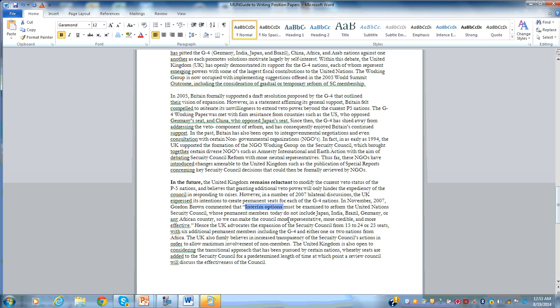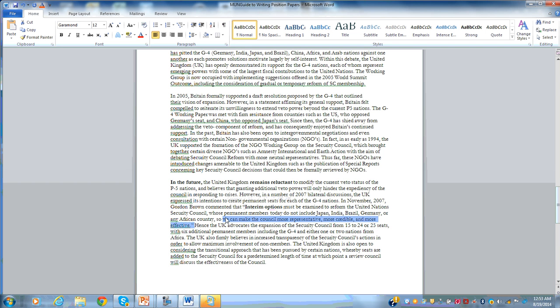Okay, now I'll just pick up here. Interim options must be examined to reform the United Nations Security Council, whose permanent members today do not include Japan, India, Brazil, Germany, or any African country, so we can make the council more representative, more credible, and more effective. And this is also something that I like.